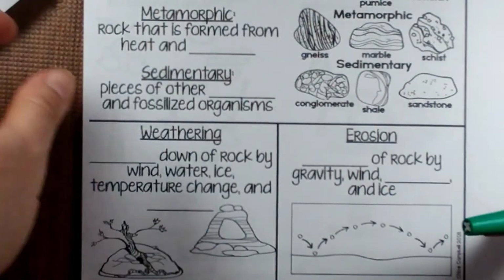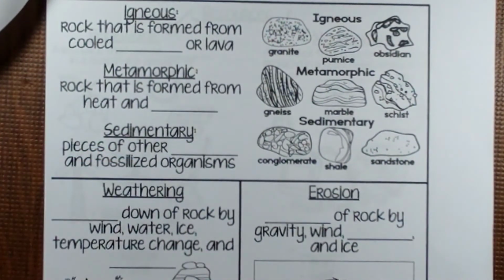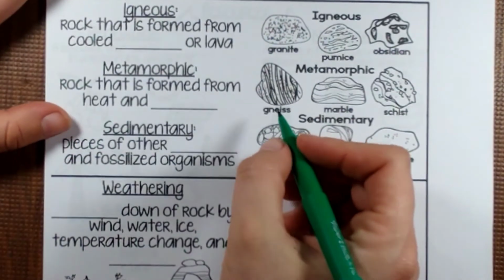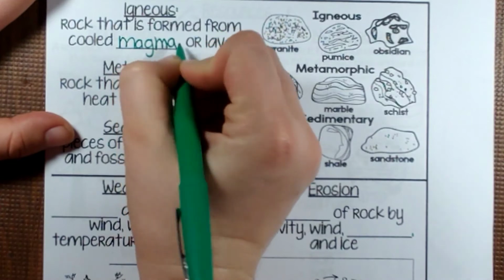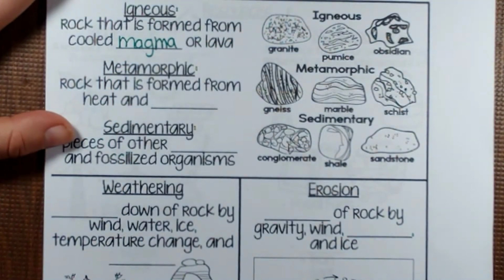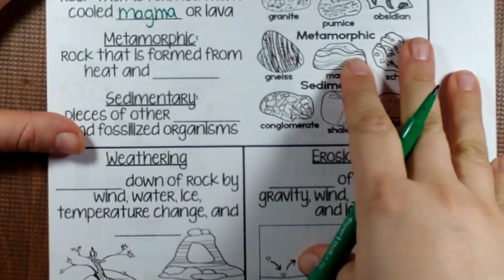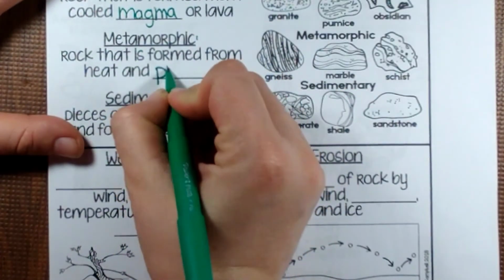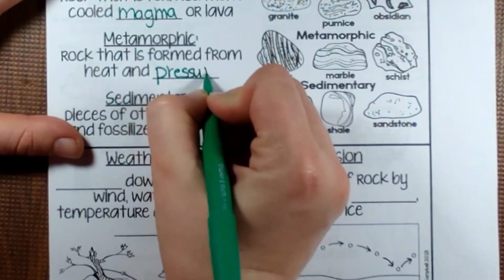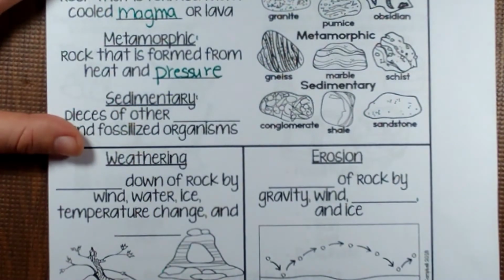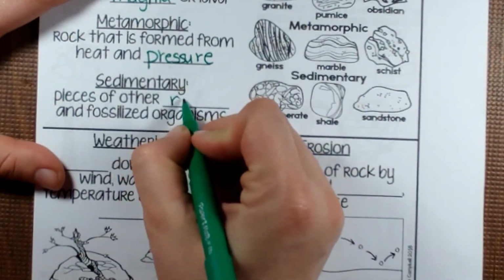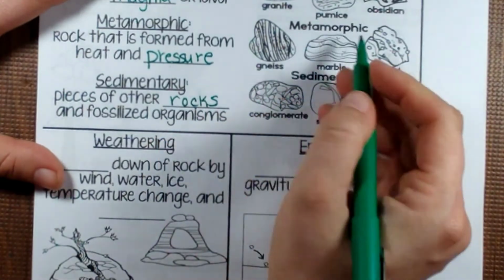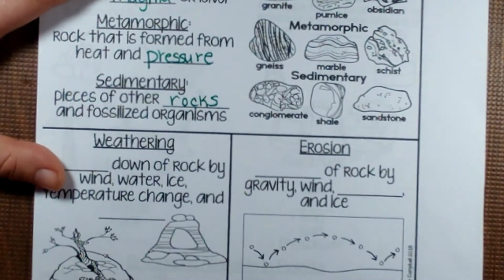Okay, page 8. We're talking about the different kinds of rocks. Igneous is rock that is formed from cool magma or lava. Metamorphic rock is rock that is formed from heat and pressure. And sedimentary rock is pieces of other rocks and fossilized organisms. So here's your examples of each.